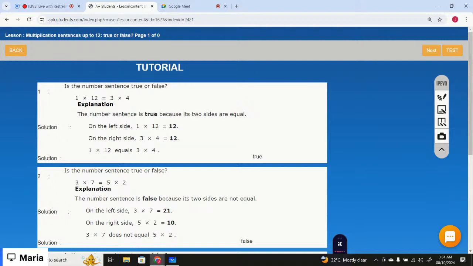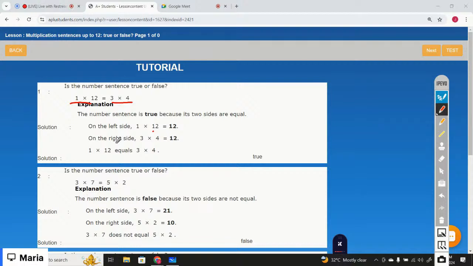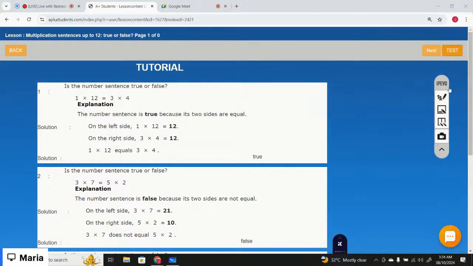Is the number sentence true or false? 1 times 12 equals 3 times 4. So you need to solve both sides. If both sides have exactly the same answer, that means they are equal. So 1 times 12 is 12 and 3 times 4 is 12 and both sides are exactly equal. So true it is. Got it? Let's just start with the test questions.